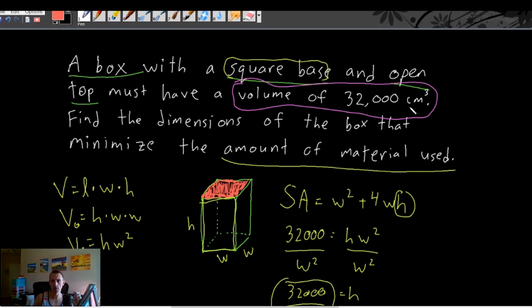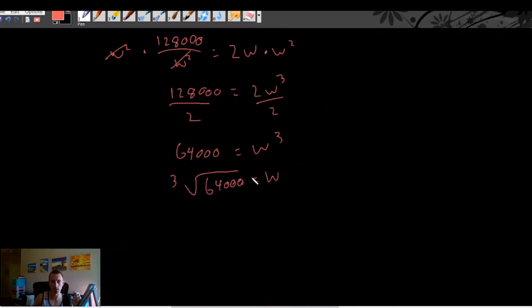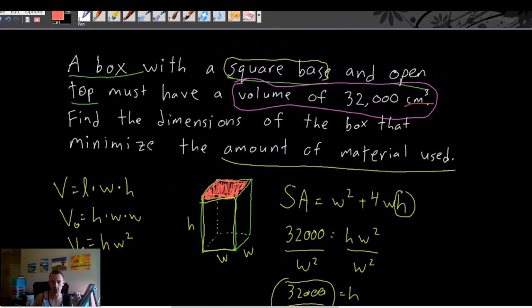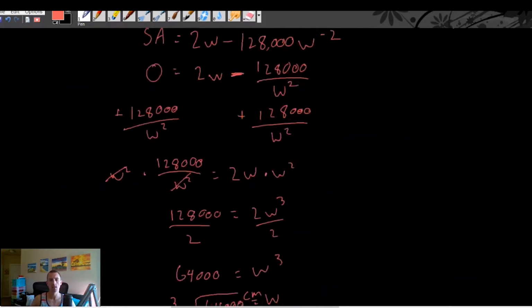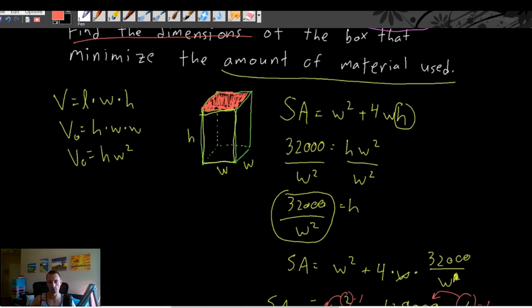Now, do keep in mind units. This is in cubic centimeters, so this is going to have to be in centimeters. So the units here are going to be centimeters, and that should be the width that gives it to us. So keep in mind, we do want to find the dimensions of the box. We're not quite done yet just because of what the problem is asking us to find. They want us to find the full dimensions.